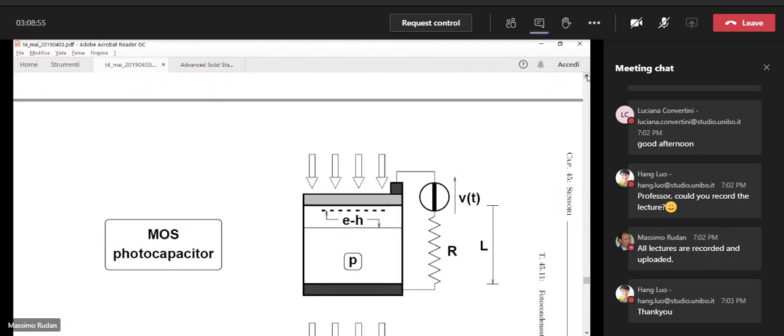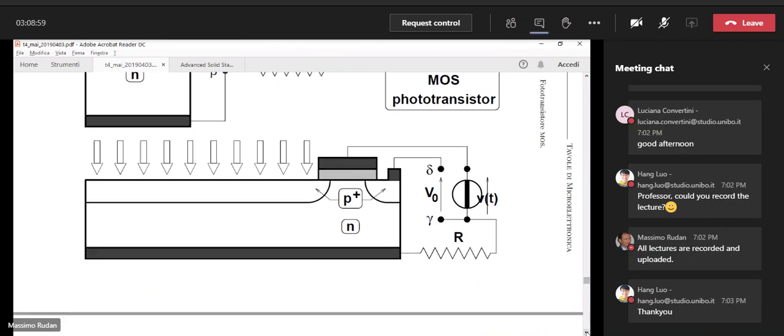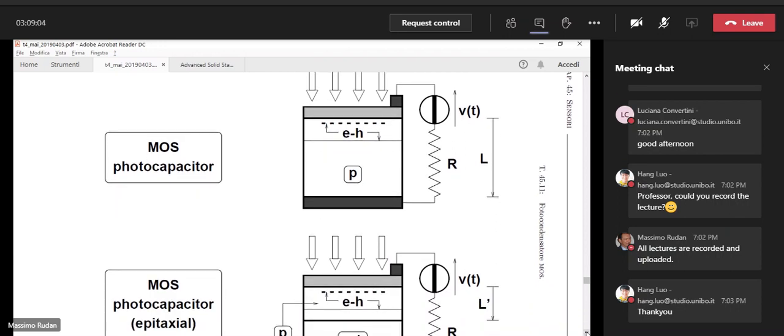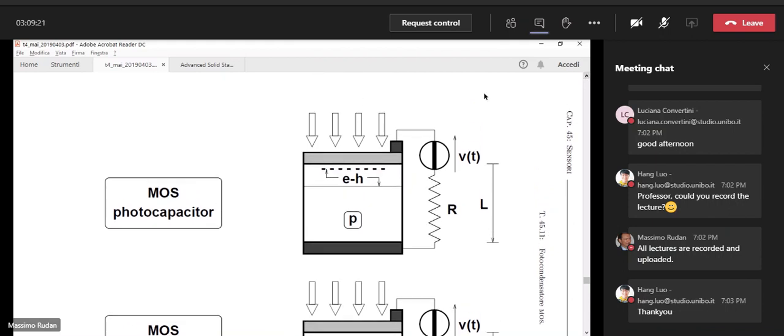Okay, we just give a qualitative description of this device, that is the MOS photocapacitor, okay? The MOS photocapacitor is a very simple device. Look at the upper part of the page. We have the MOS capacitor, the standard MOS capacitor.